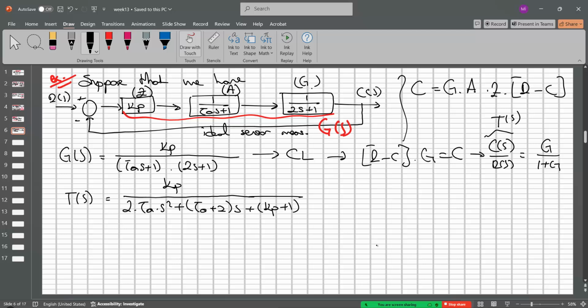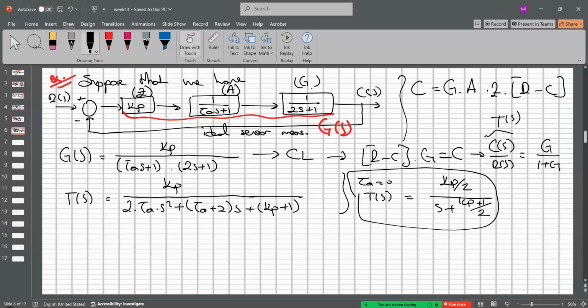First of all, if the tau A, the actuator dynamic, is cancelled here, tau A is 0, and this term is removed. We have this transfer function: KP divided by 2 over S plus (KP plus 1) divided by 2. If the actuation dynamics are removed or cancelled, tau A is equal to 0, and we have this transfer function. And so what is the root of this term? The root is equal to minus (KP plus 1) divided by 2.